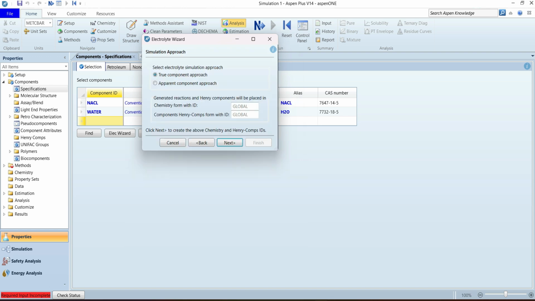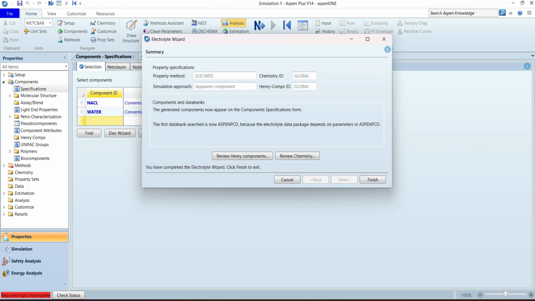Let's proceed next. Here we can pick either the true component approach or the apparent component approach. If we are interested in the ionic species, then the true component approach should be used. Otherwise, the apparent component approach is appropriate for this case. Let's use the apparent component approach and proceed next. And we are done with the Electrolyte Wizard.